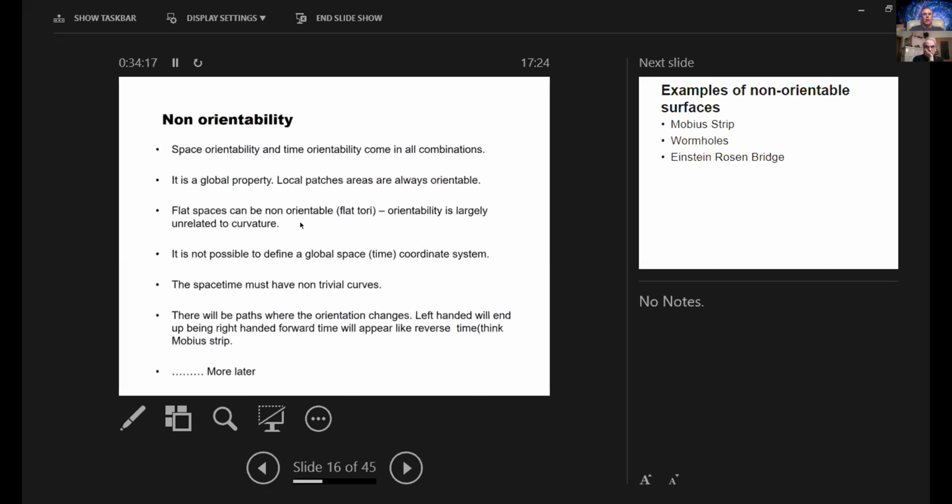As I was saying before, it's largely unrelated to curvature. I'm not sure that these flat ones are physically interesting, but it's just for anyone who thinks, oh, such solutions don't exist. Well, it's trivial, they do exist.